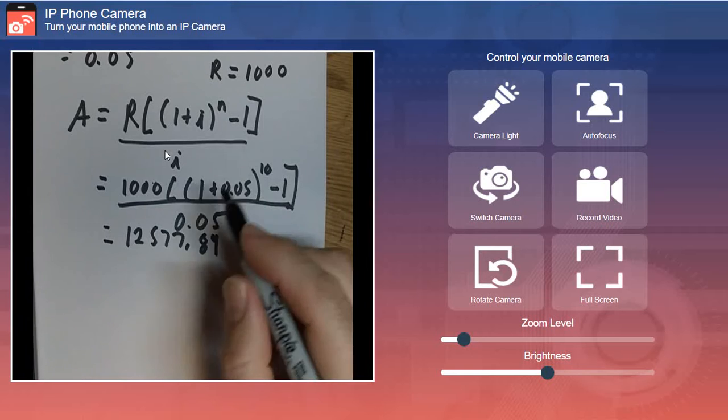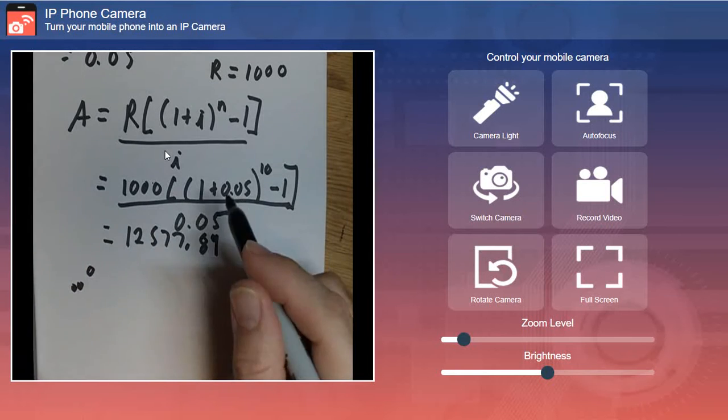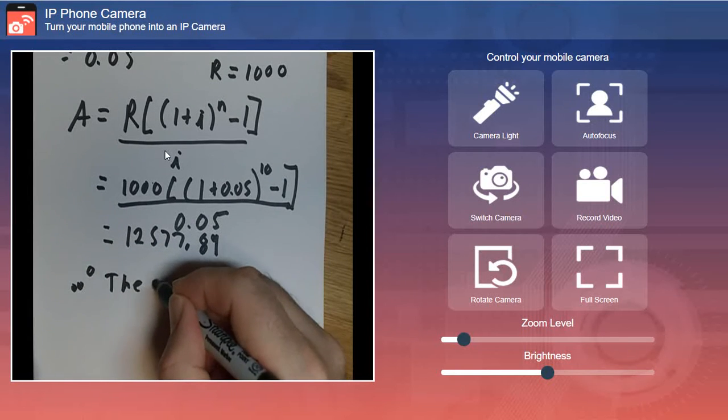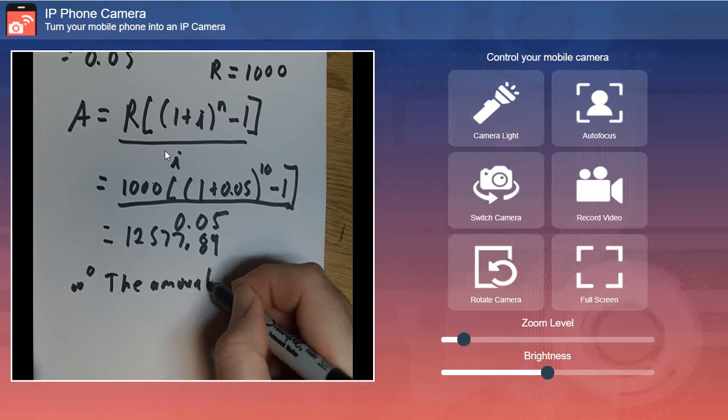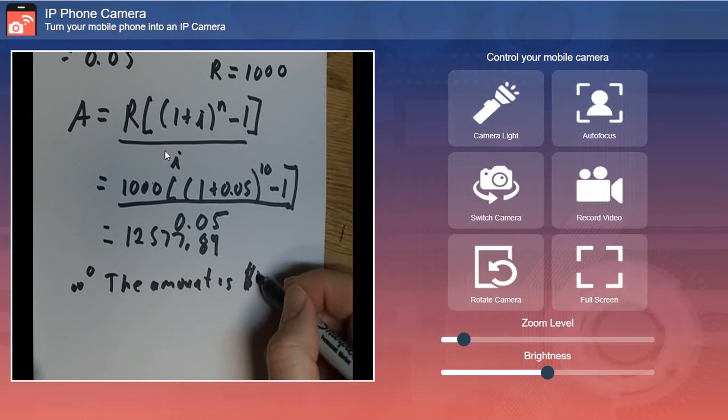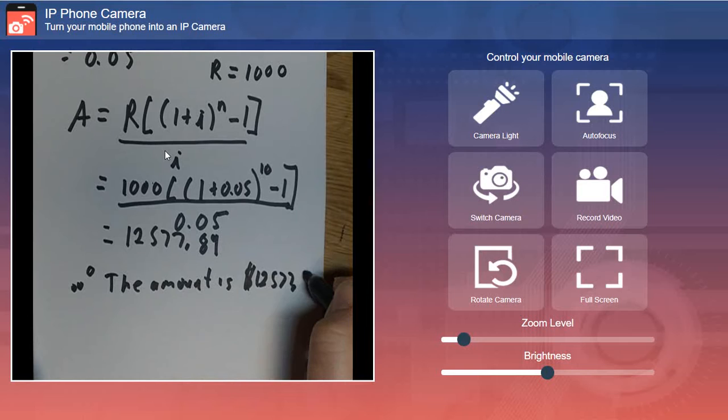So in here, I put $12,577.89, and I put a therefore statement. Therefore, the amount is $12,577.89.